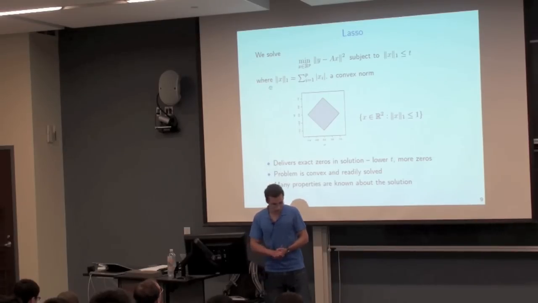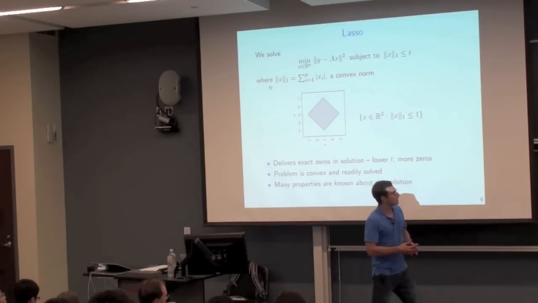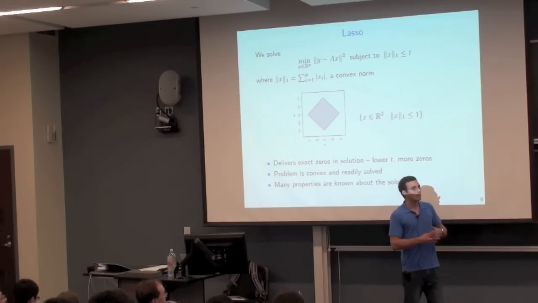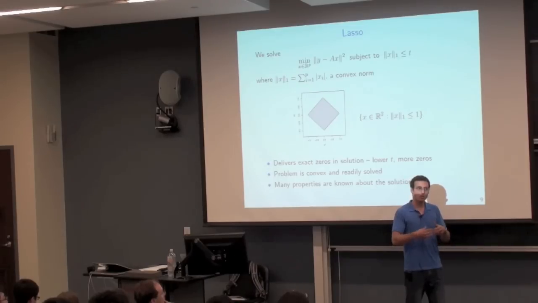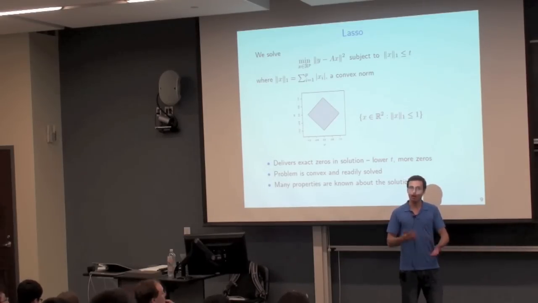So in a sense, or actually in a pretty specific sense, this is a convex realization of the best subset selection problem. So it's the convex problem that's closest to the best subset problem among all the problems that we could choose that are convex.